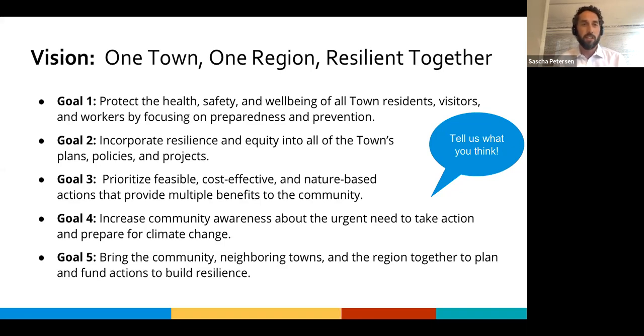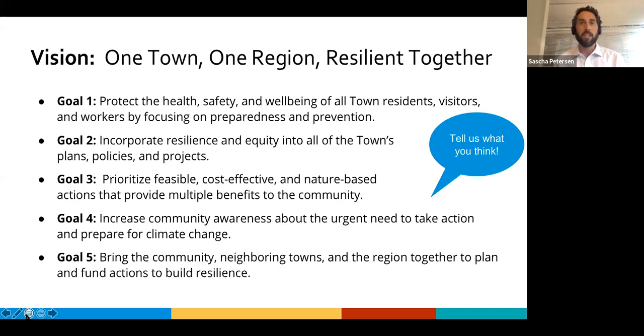In support of that vision, this project has 5 key goals, and the implementation of the plan should hopefully achieve these goals. The first goal is, you can read there, but I'll just highlight briefly, to protect the health, safety, and well-being of all the town's residents, visitors, and workers, and importantly, by focusing on preparedness and prevention. So it's sort of shifting into a really proactive approach to looking to the future and developing options that address the concerns, not only of today, but also of tomorrow, and not waiting for a disaster to happen in order to enhance preparedness.